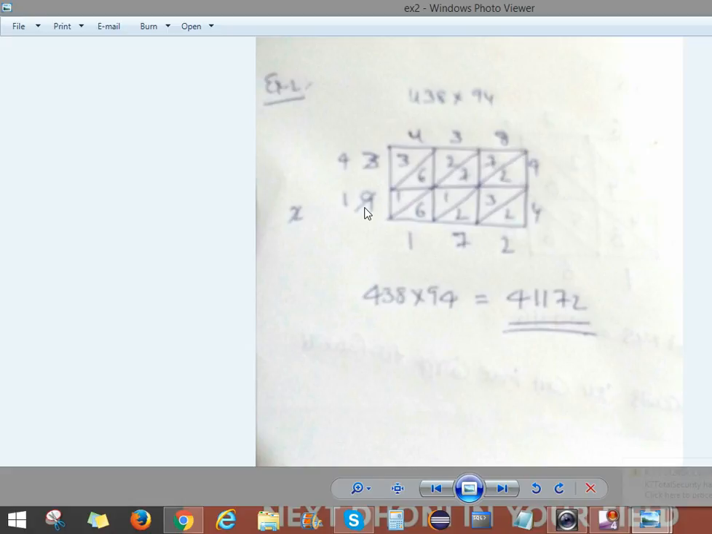So what you have to do is add the carry to the previous one. So 3 plus 1, 4. Until a single number is there, you have to put it there. Otherwise, you forward the carry further. So the next one is 2 plus 3, 5. 5 plus 2, 7. Here, 2 only. So the final answer is 4, 1, 1, 7, 2.